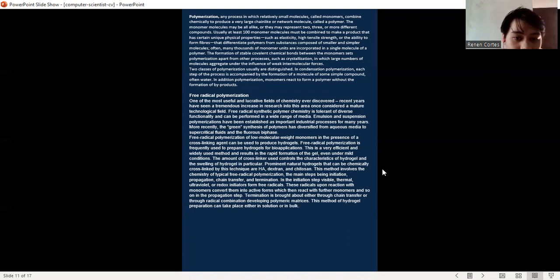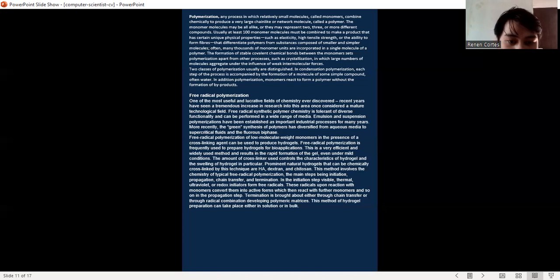So one of the most useful and lucrative fields of chemistry ever discovered in recent years has seen a tremendous increase in research into this area once considered a mature technological field. Free radical synthetic polymer chemistry is tolerant of diverse functionality and can be performed in a wide range of media.